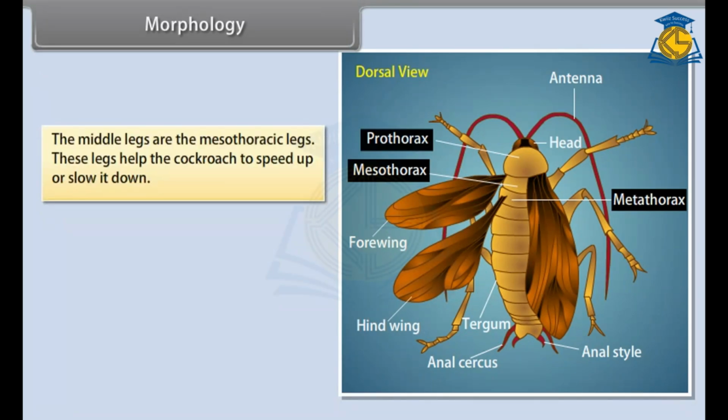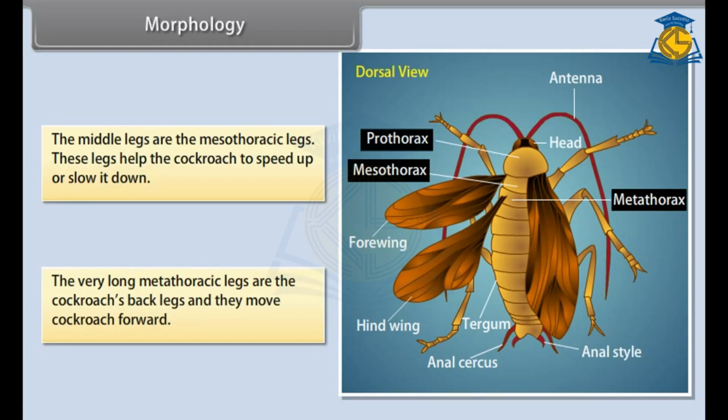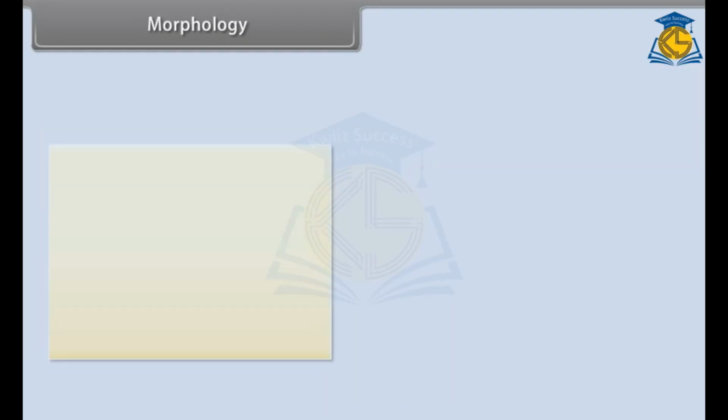The middle legs are the mesothoracic legs. These legs help the cockroach to speed up or slow down. The very long metathoracic legs are the cockroach's back legs and they move the cockroach forward. Morphology.